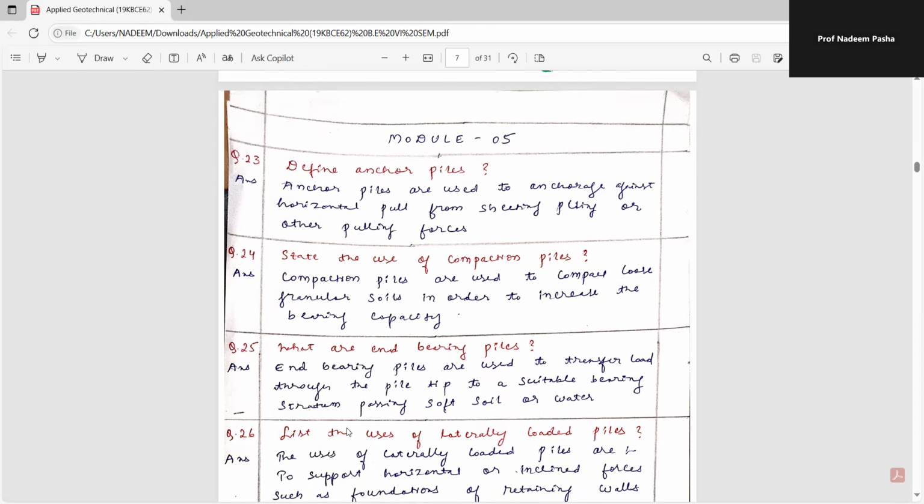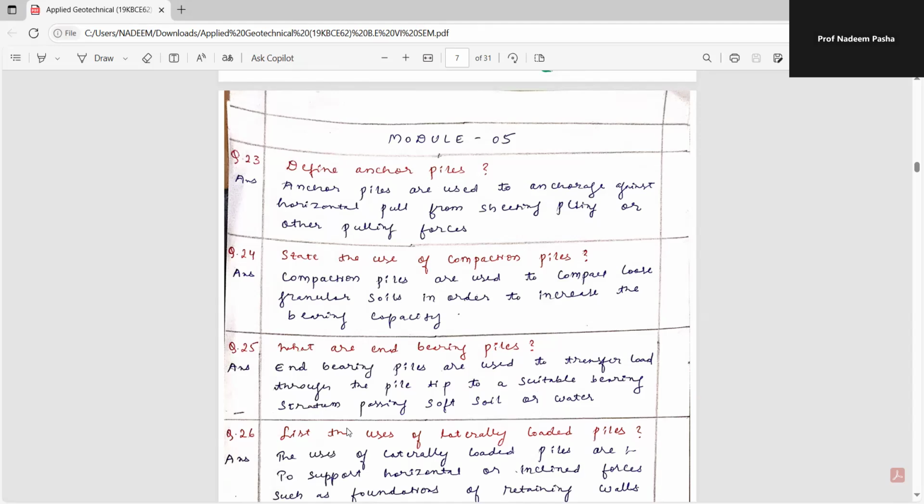End bearing piles. How will you define end bearing piles? End bearing piles are used to transfer load through the pile tip to a suitable bearing stratum, passing soft soil or water. End bearing piles ऐसे piles हैं जो कि यूज किए जाते हैं to transfer load through the pile tip to a suitable bearing stratum, passing soft soil or water.